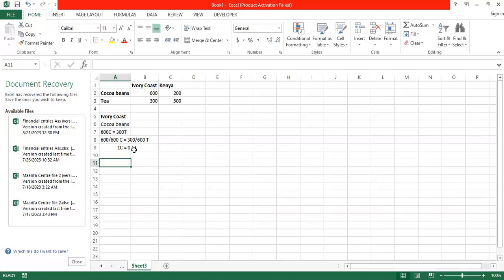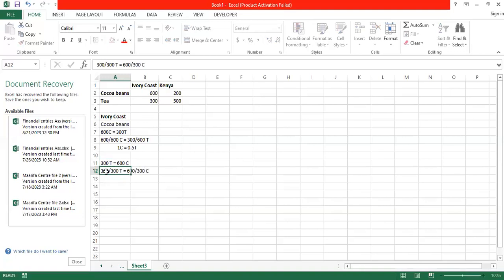But now we can't draw a conclusion yet. Now that we know the price of cocoa beans, we still need the price of T in Ivory Coast. So how do we go about that? Now we are starting with T. 300 T is equal to how many? 600 C, right? We want to calculate this in one country. So again, we want 1 T there. So let's divide 300 by 300, and then there is going to be 600 divided by 300.